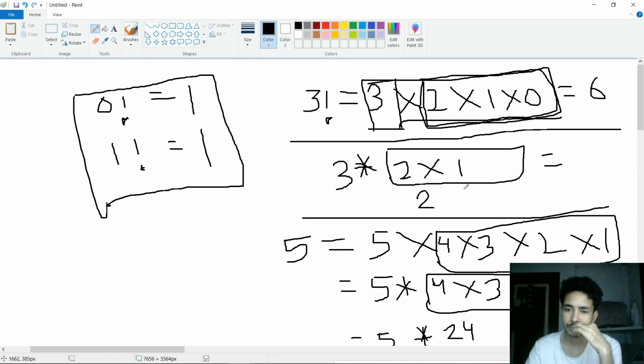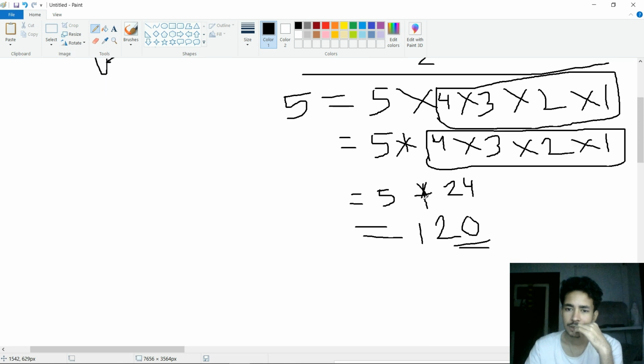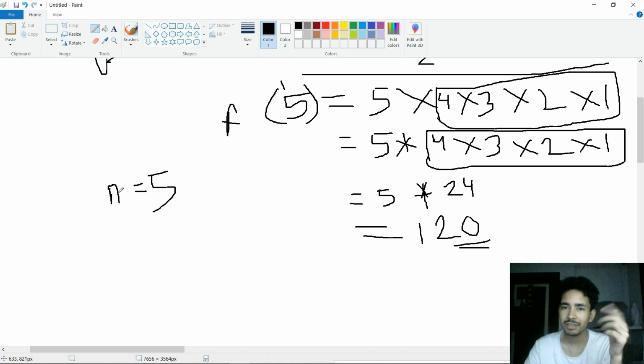Suppose this is a function. In the function I can pass this 5. Suppose this is n, so I have n is equal to 5. n equal to 5 basically means that we are finding the factorial of the number 5.